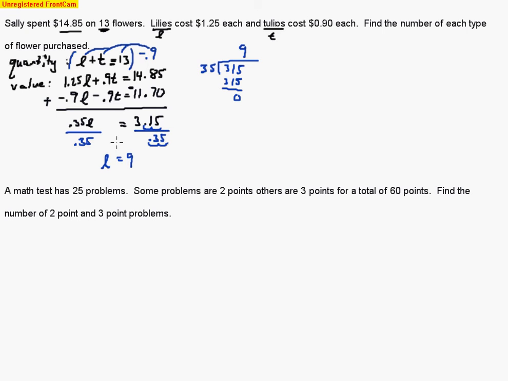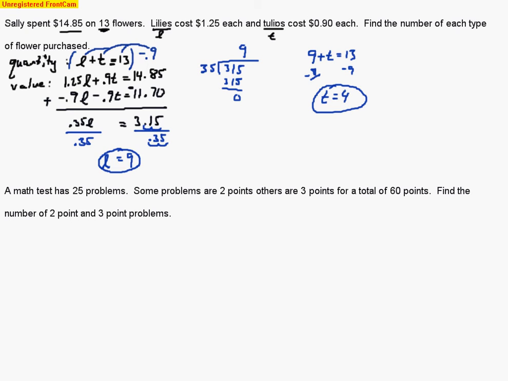Well, from there, you can find the tulips by using that quantity equation. So 9 plus t equals 13. Just subtract that 9 from both sides, and we'll have the number of tulips. So tulips equals 4. So 4 tulips, 9 lilies. Well, one more problem, similar to this last one. This is another quantity value problem. So let's take a look at it.